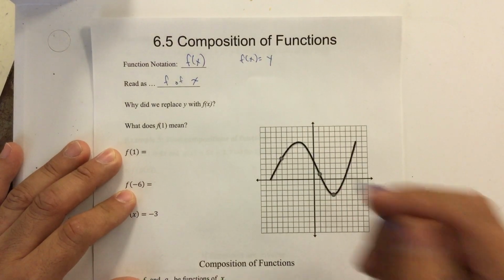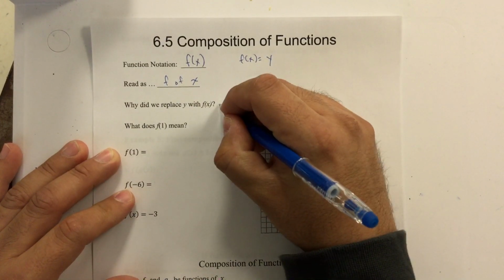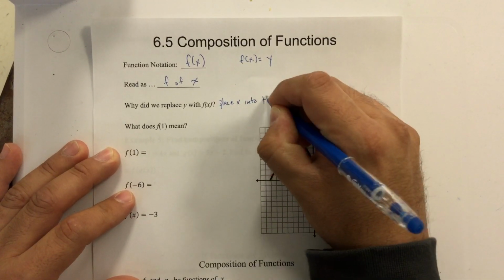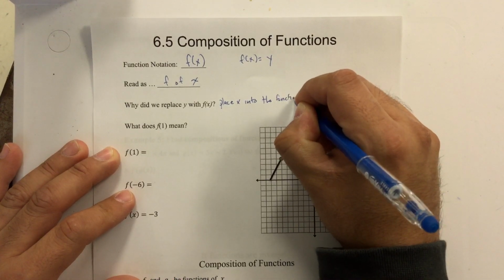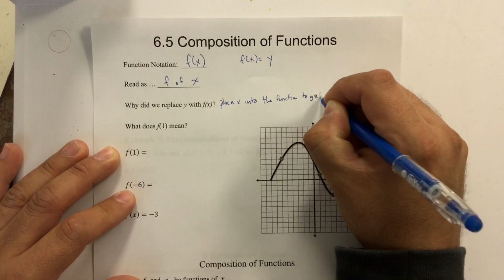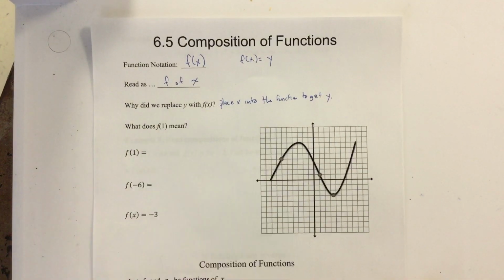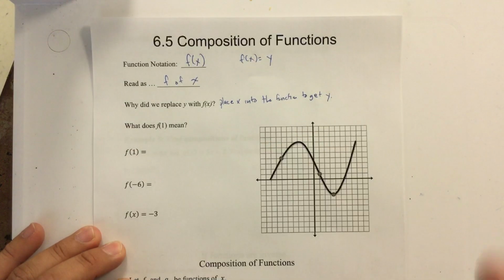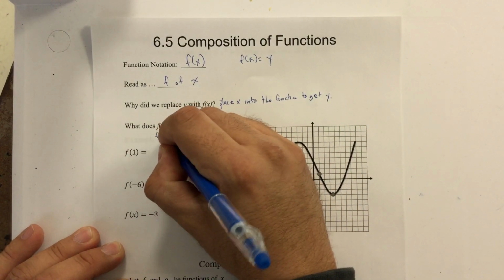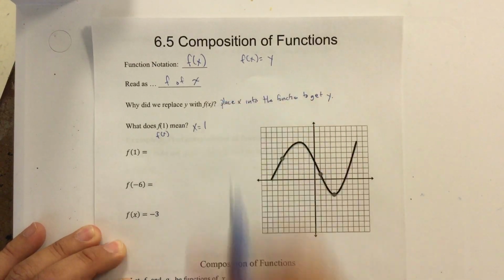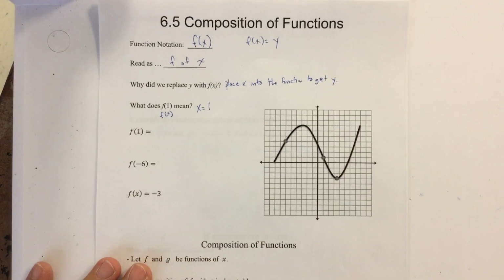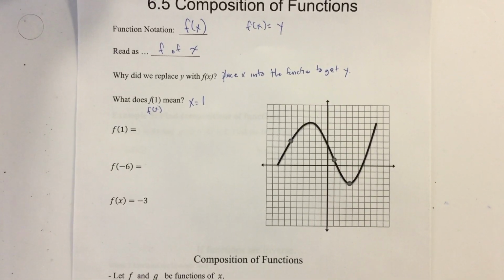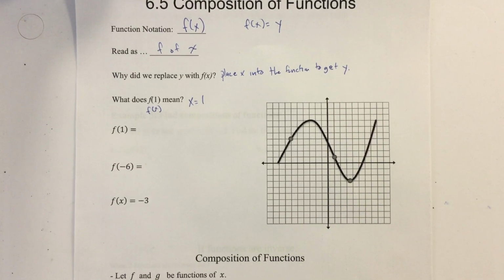So input, output. Now, what does f of 1 mean then? Give you a hint. So if you think about it, this is really f of x. So what I'm telling you is that x is equal to 1. All right, so first off, we have f of 1. So right here, what I'm telling you is that x equals 1.